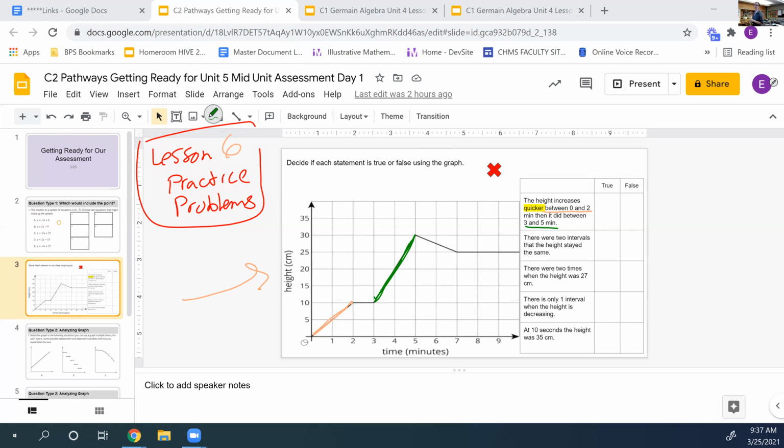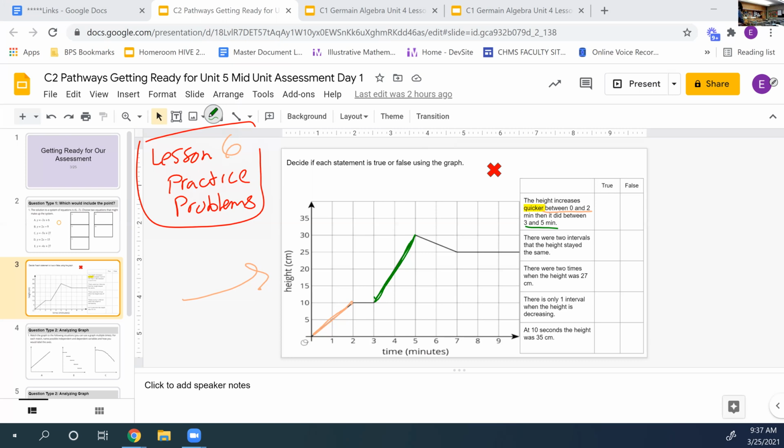So Melissa gave me an answer. Nice job, Melissa. I'm going to give you another 25 seconds to give me an answer. Is it increasing quicker between 0 and 2 than it does on that green segment of 3 and 4? Matthias, thank you, Matthias, on that one, my friend. The height increases, very good, Edgar. The height increases quicker between 0 and 2 minutes than it does between 3 and 5 minutes.